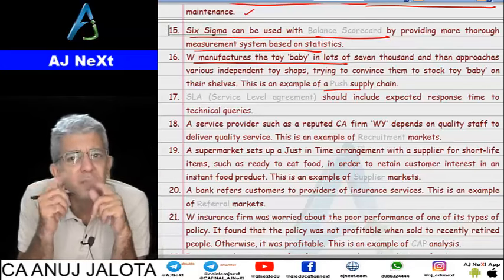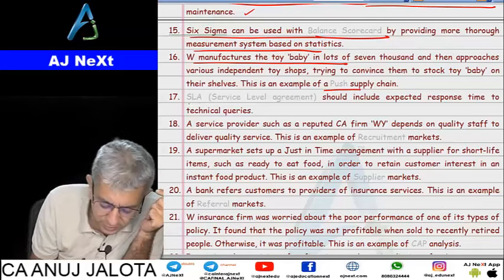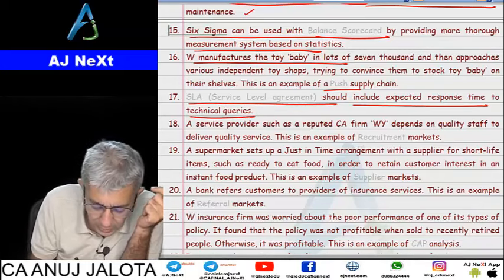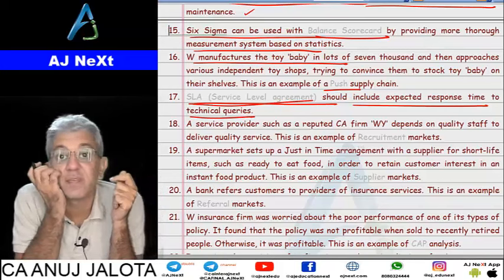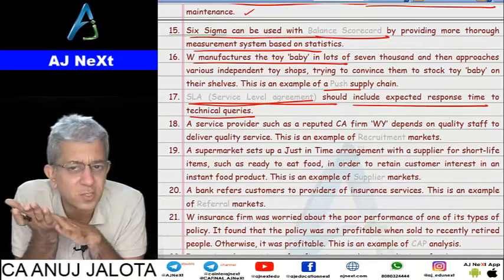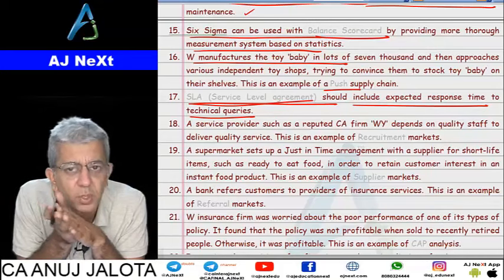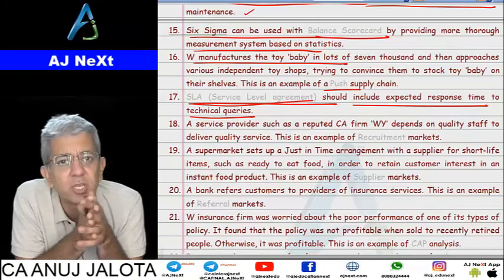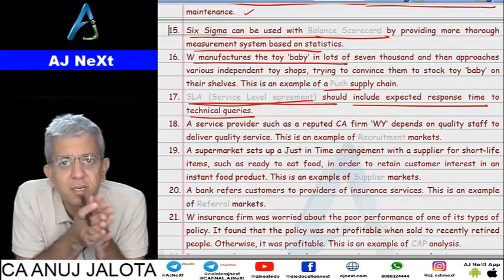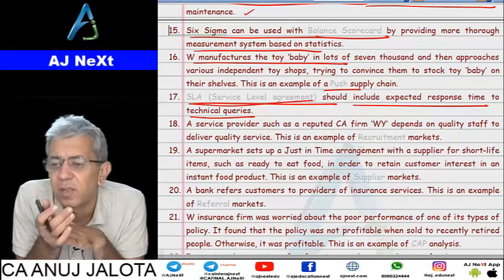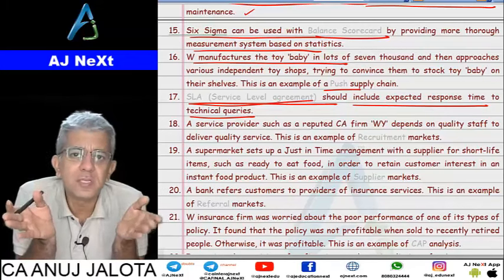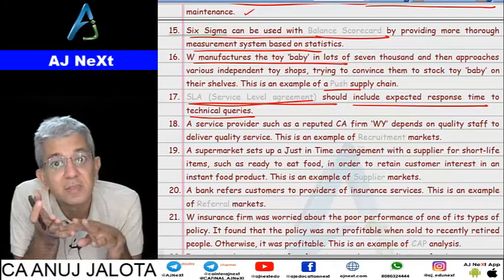Under pull market, we respond to the demand. Then 17. This should include expected response time for technical queries. That is the service level agreement. We had a question on this also, I guess. This was one of the extra case studies that I had put, and I would also put this on the Telegram channel. Suppose we enter into an agreement with a call center and tell them that whenever a call comes to you, within 5 seconds you should be able to answer. All these things will be there in your SLA, that is the service level agreement.